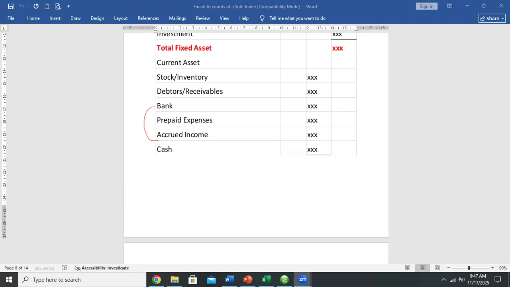Now, the next one is accrued income. Accrued income. Professors, if you see the word accrued, what it simply means is that that money or that item is outstanding, or is in arrears, or it has not been paid, or is owing, right? Owings, or is due.